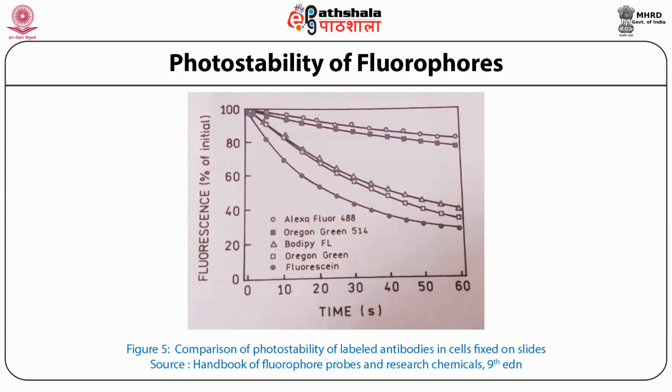This slide shows you a figure comparing the photostability of labeled antibodies in cells fixed on a slide. So with increase in time, we can see the decrease in fluorescence. That means the fluorescence is diminishing.